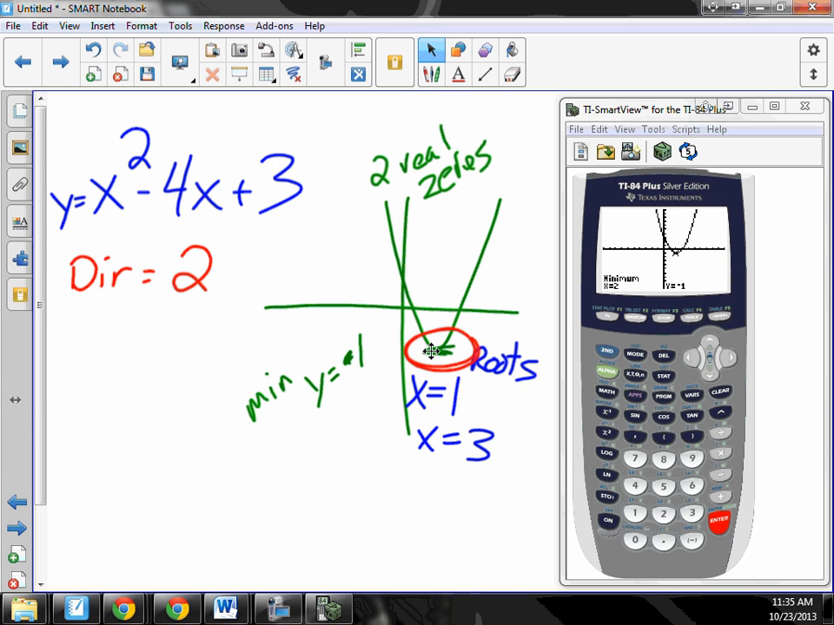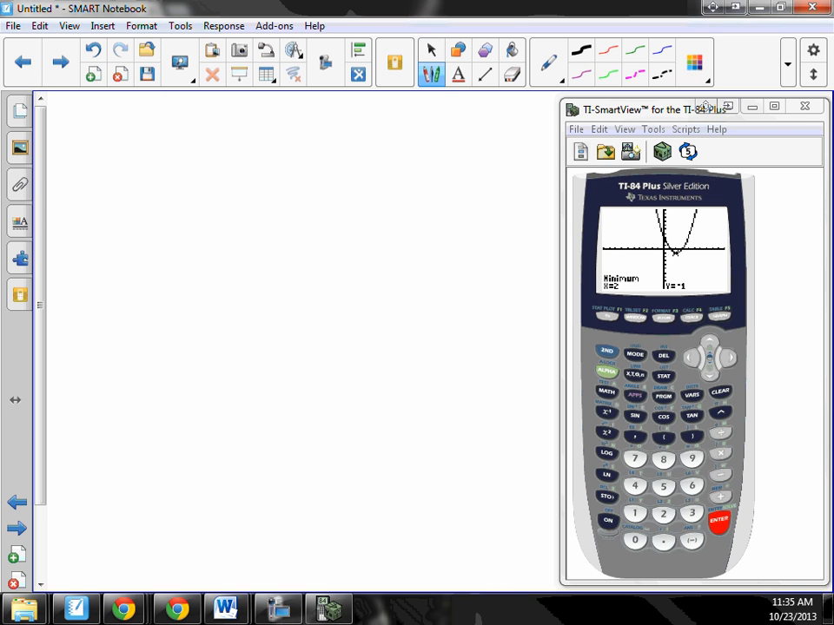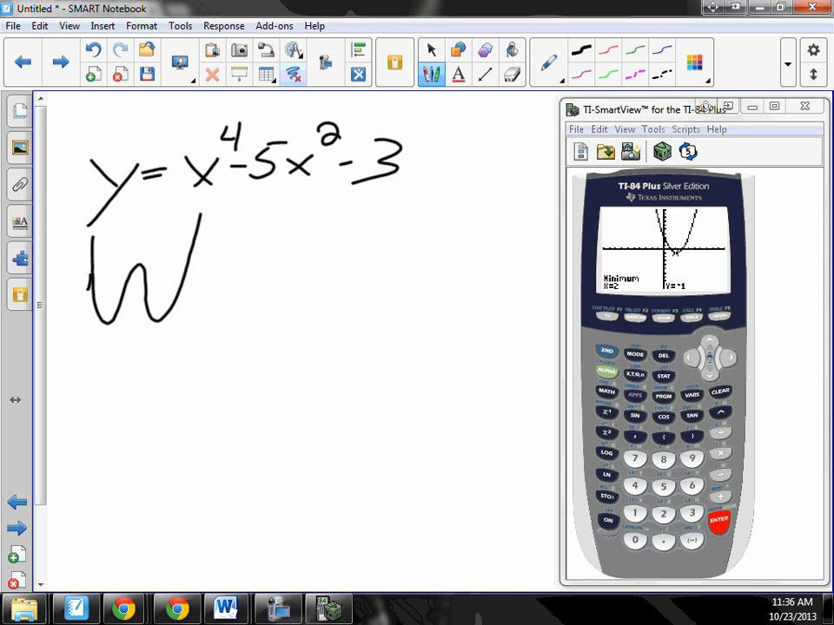What if we had an equation that was a little bit more complicated? So what if we had the equation y equals x to the 4th minus 5x squared minus 3. That's an x to the 4th equation, so it can have 4 directions. So it could look like this. A down, an up, a down, and an up. So the maximum number is 4. That doesn't mean it has 4. It might have 2, but it could have up to 4.